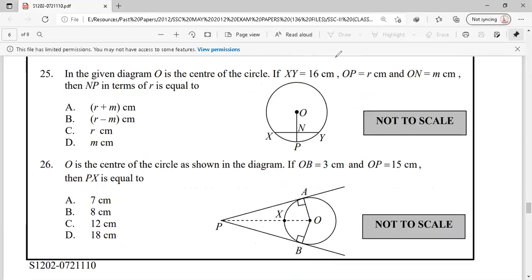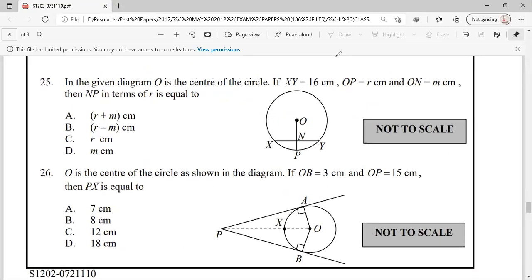Then let's see question 25 and 26. In this diagram, XY, the length of the chord, is 16. OP is the radius of the circle. Let's draw this radius. ON is equal to M, the distance from this to this. We have to find the value of NP.